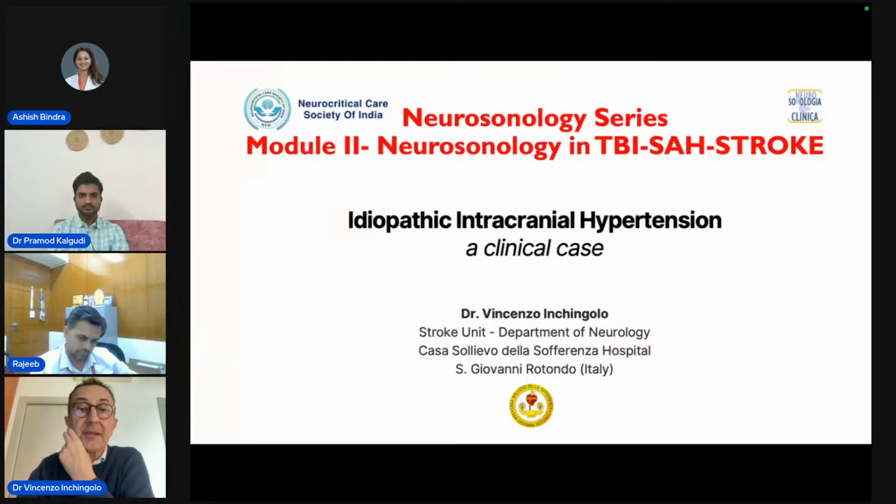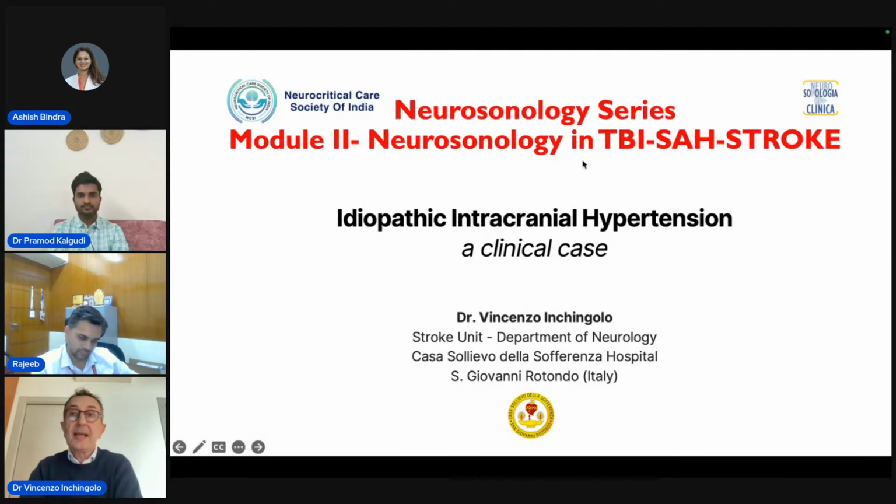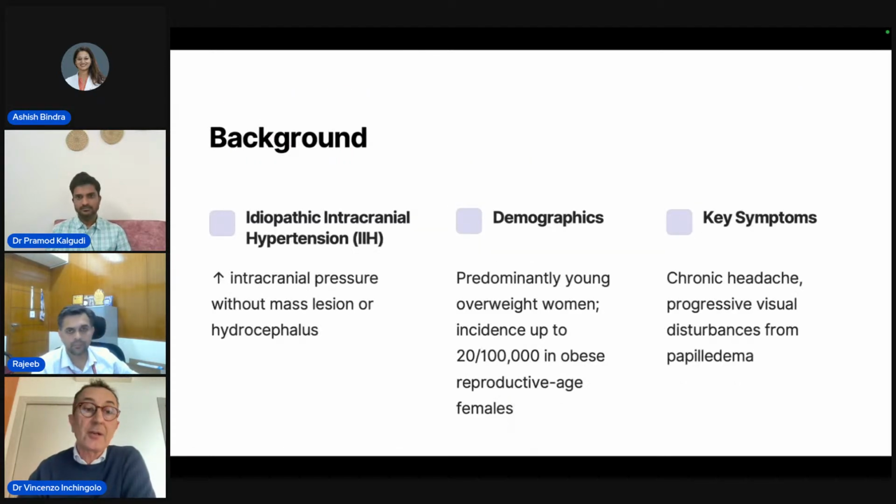The second case is this one. This is a case of idiopathic intracranial hypertension. This is a condition characterized by an increase in intracranial pressure without evidence of space-occupying lesions or hydrocephalus. It affects predominantly young overweight women, and presents with chronic headache and progressive visual impairment due to papilledema.